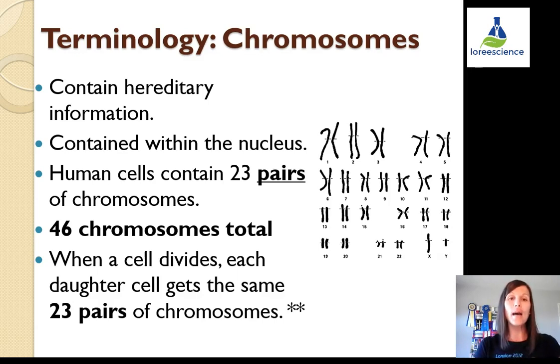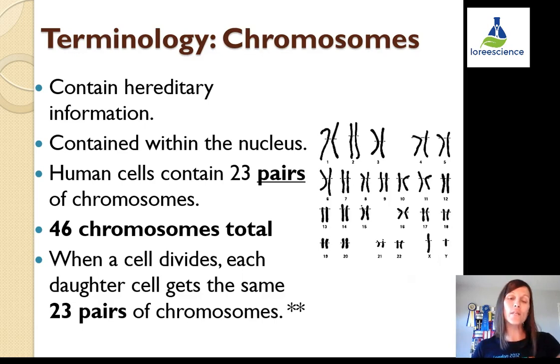So we're talking about non-reproductive cells. So in terms of skin cells, you cut yourself and your skin cell divides to make new skin cells to repair the damage. That new skin cell has 23 pairs of chromosomes. It has all 46 chromosomes. It needs all of that information in order to function properly.